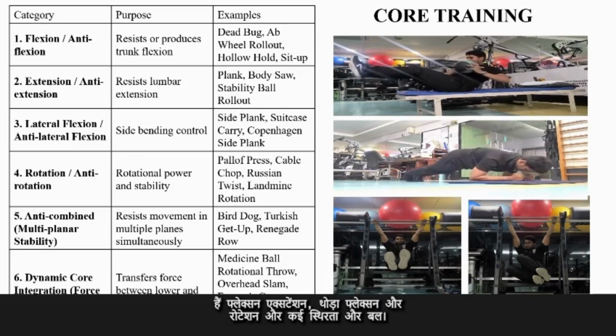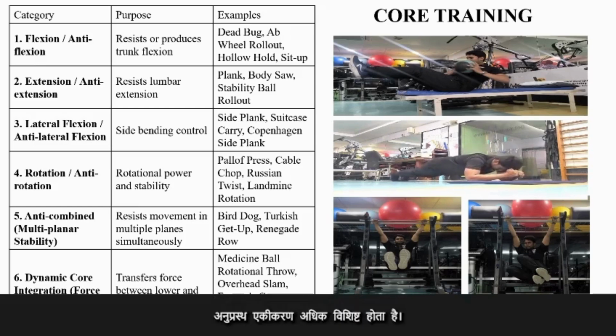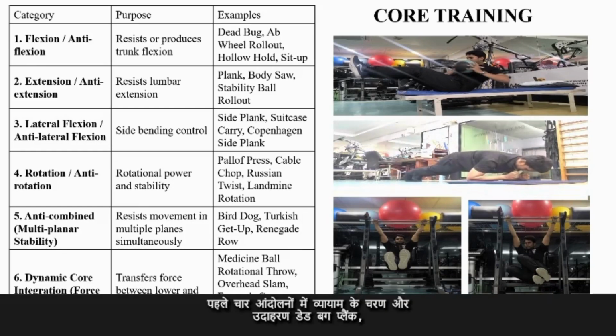flexion, and rotation, and multi-planar stability and force transfer. This dynamic core integration is more in the specific preparatory phase. And examples of the core exercises in the first four movements can be like dead bug, plank, body saw, stability ball rollouts, side plank, suitcase carries, Pallof presses, and wood choppers.